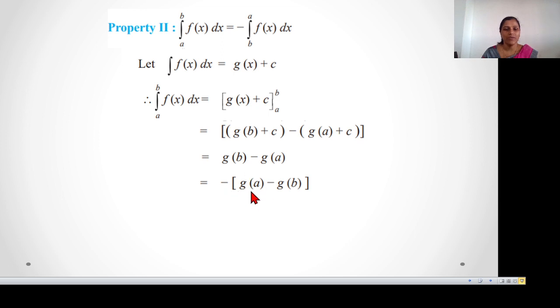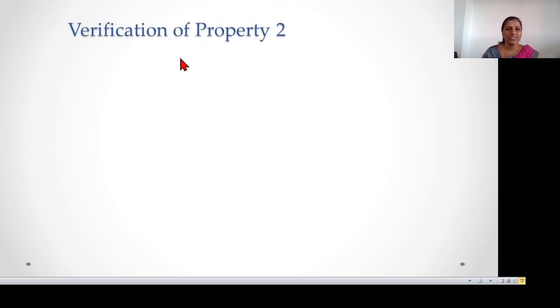Then the step that remains is minus g of a minus g of b, and that is the value of minus integral b to a f of x dx. So integral a to b f of x dx is the same as minus integral b to a f of x dx. So our second property also gets verified here.